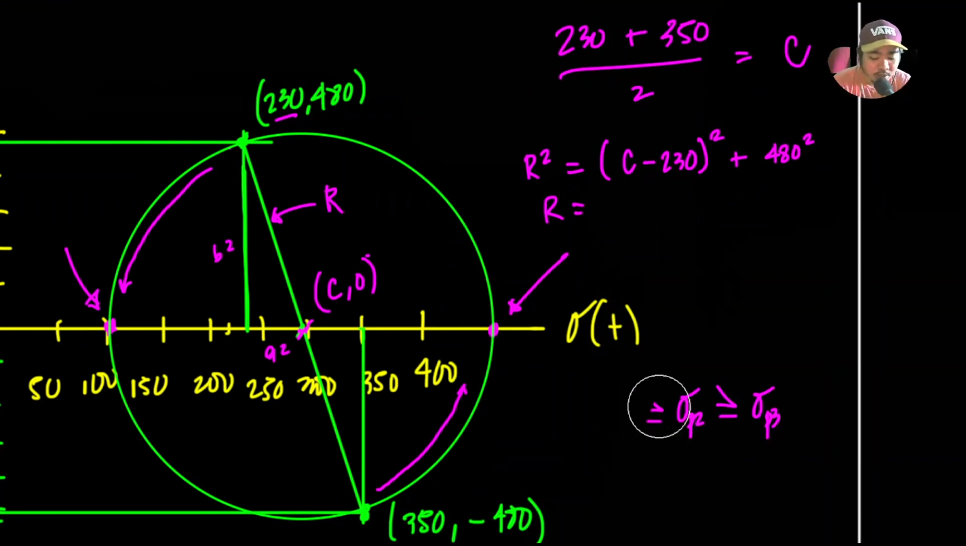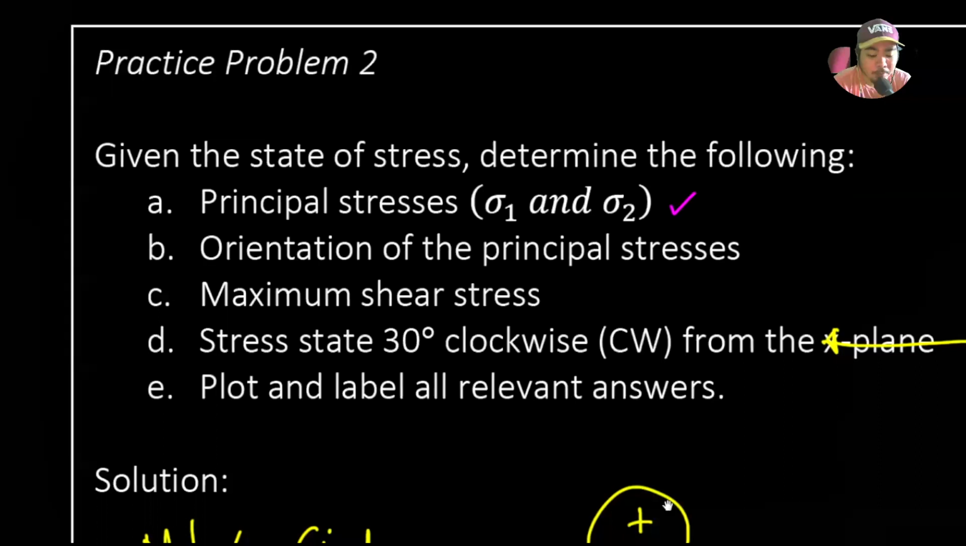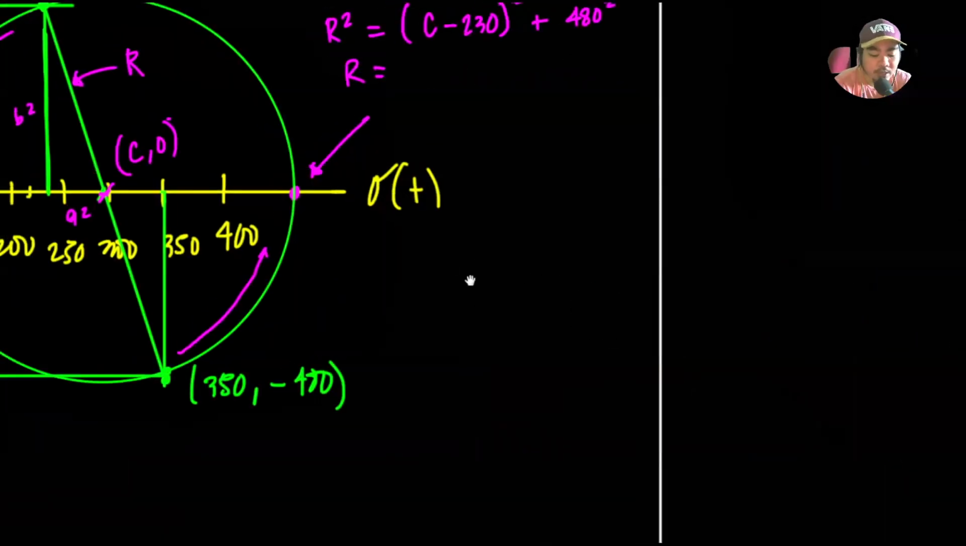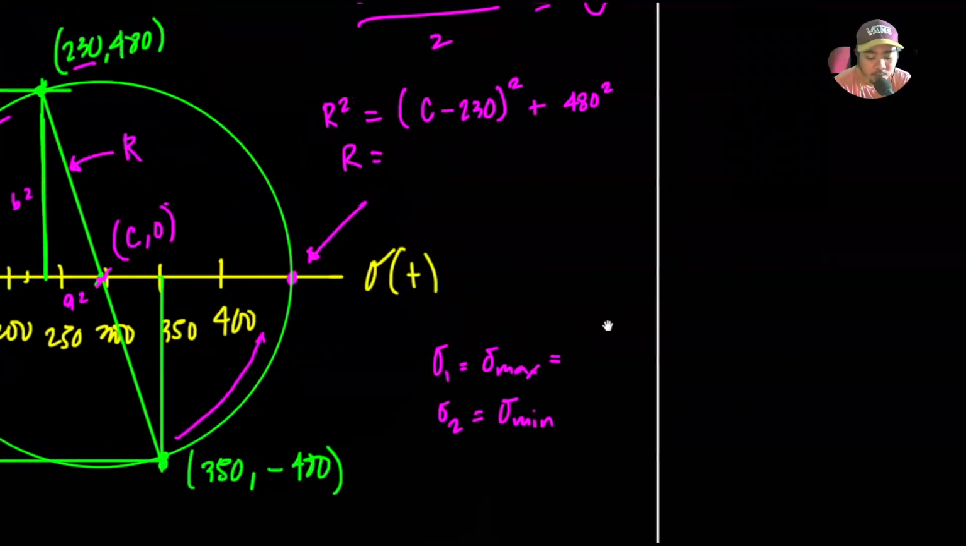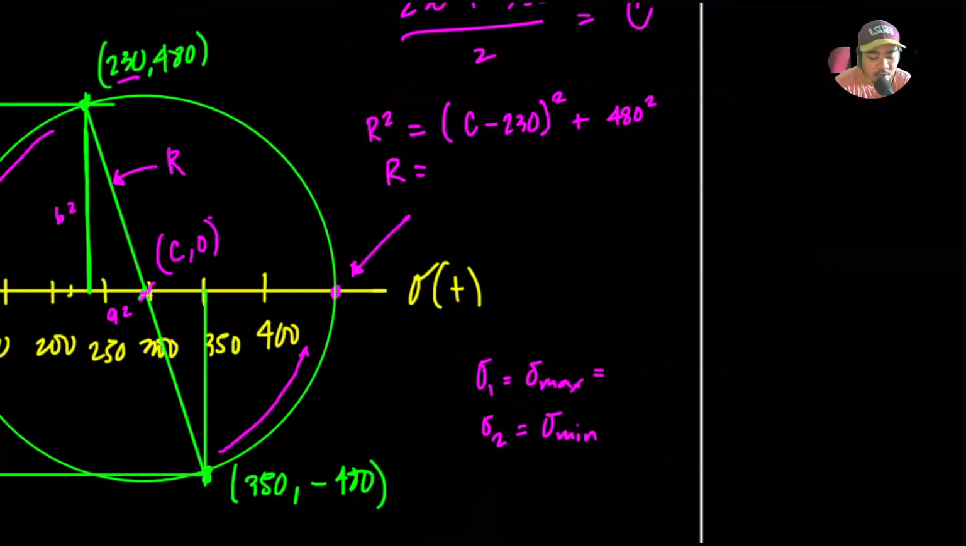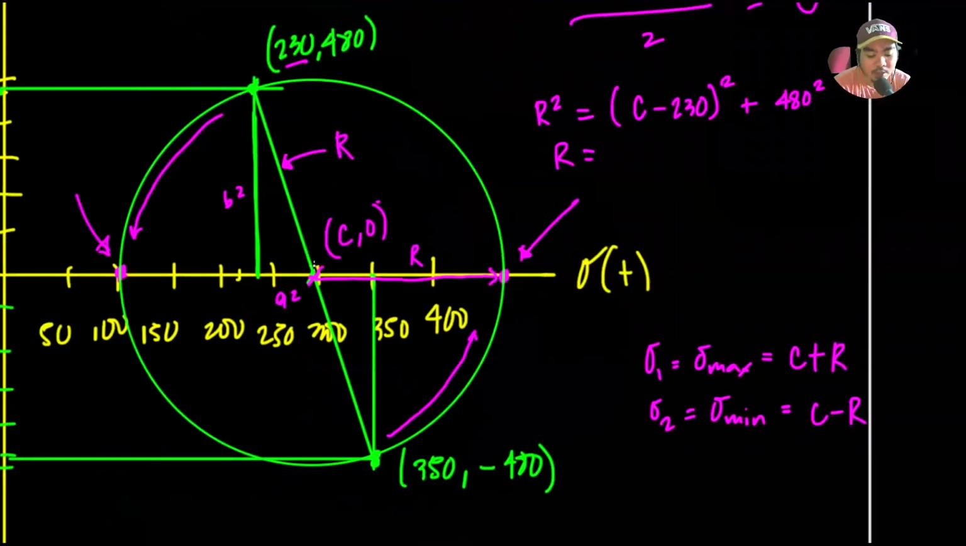But in this case, since we have a 2D stress state, sigma 1 is just equal to sigma max, while sigma 2 is equal to sigma min. So sigma max is just equal to the center plus R. Right? If you draw it, this is R, because it is a circle. So sigma max is equal to center plus R, and sigma min is equal to center minus R. Right? Because center minus R gives you this value.